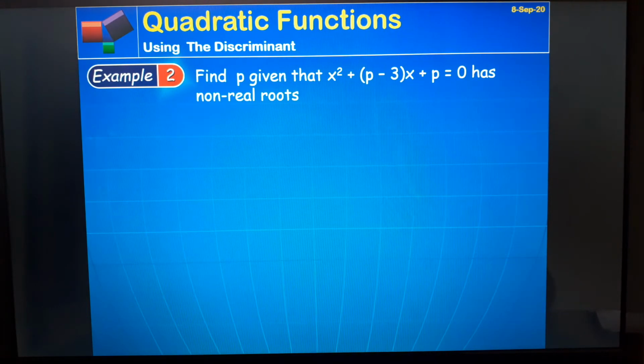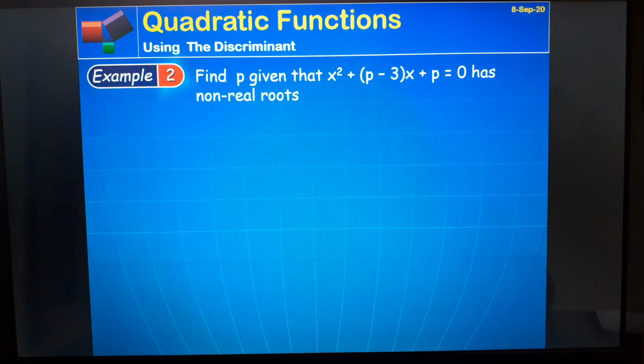Here we have a more complicated one, but we still have letters as coefficients, but we can see that we have the letter P written twice, which makes it a bit more tricky. So find P, given that x squared plus, and the coefficient of x is P minus 3 collectively put together, plus P is equal to 0. And this time we're told it has non-real roots.